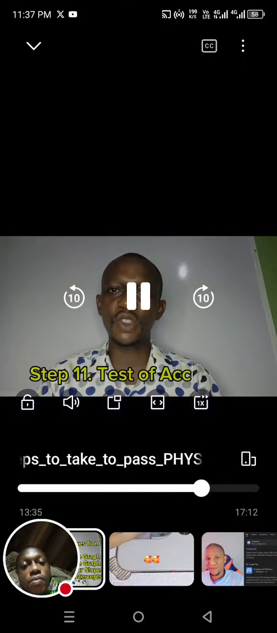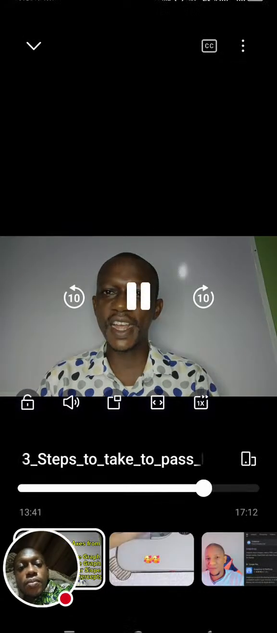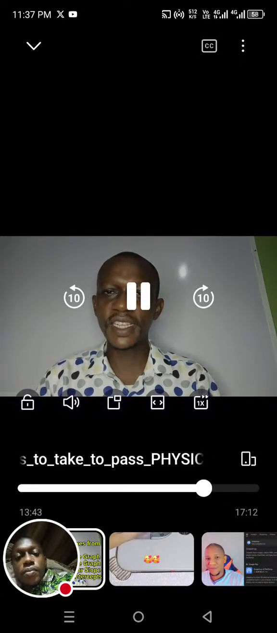The 7th step is test of accuracy. That is, you might be given a formula whereby you have to insert your slope and get other values. The examiner always uses this to check your accuracy.